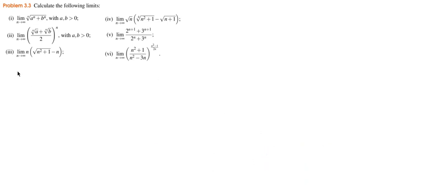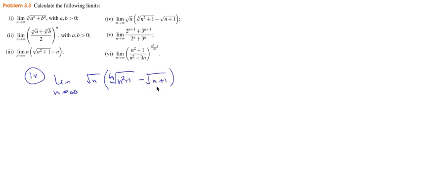Okay, let's go for 4. 4 is the limit when n goes to infinity of the square root of the fourth root of n squared plus 1 minus the square root of n plus 1. Okay, so this is the same thing as before, but instead of having the square root, we have the fourth root. Okay, so there are two ways you can do it.